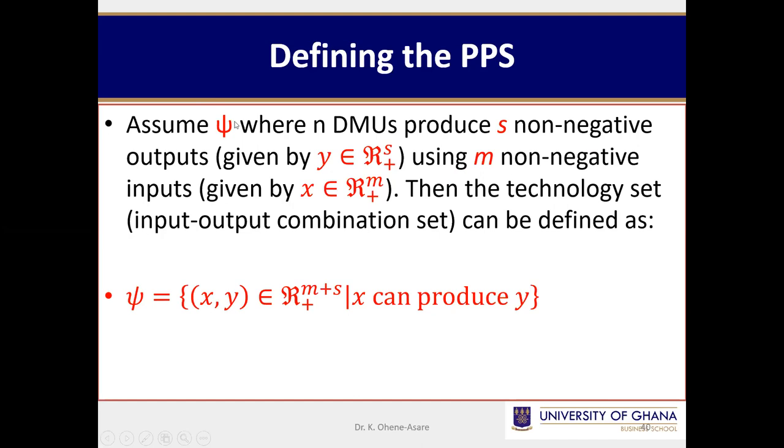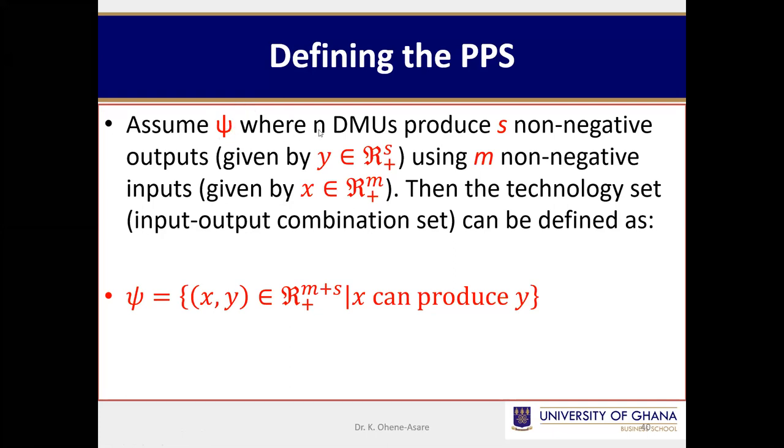Who can tell me the Greek letter for this technology set? What is the name of that Greek symbol? That Greek symbol is called psi, PSI. That is the name of that Greek symbol. Okay, so please take note of that. PSI, psi. So assume this psi. Psi. That is a technology set.